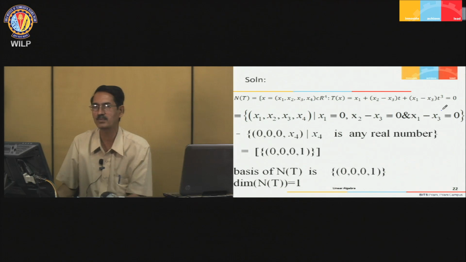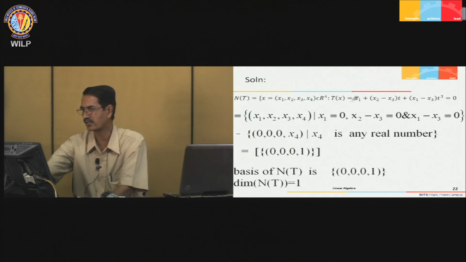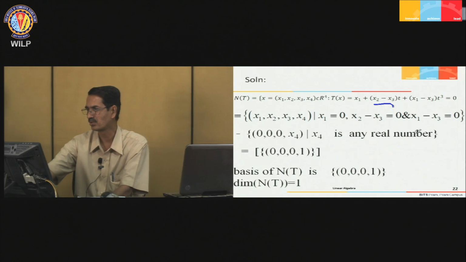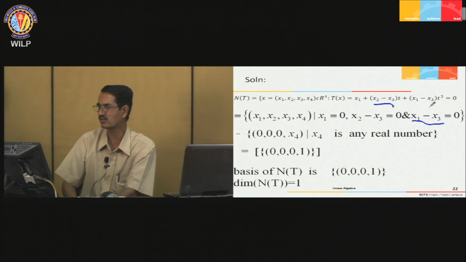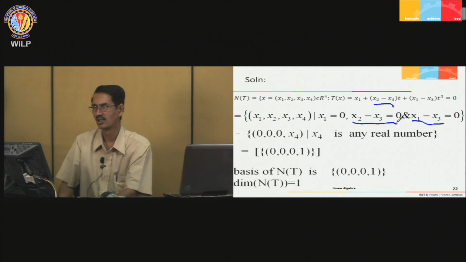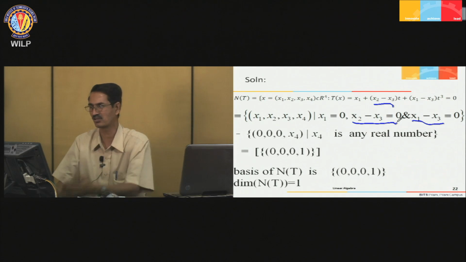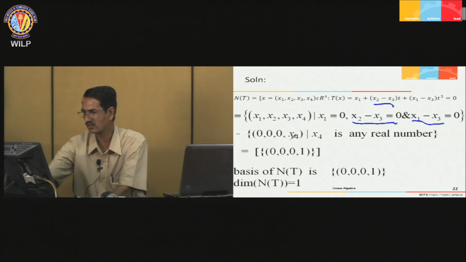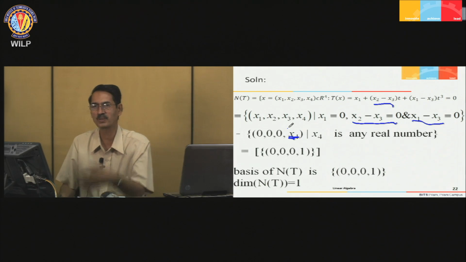So T of x is 0, what is the meaning of 0 polynomial here? It is a polynomial in t. So the coefficient of each power of t must be equal to 0. Therefore x1 is 0, x2 minus x3, the coefficient of t, is 0, and x1 minus x3, the coefficient of t cubed, is also 0. Just from here x1 is 0, therefore x3 is 0, and when x3 is 0, then it follows that x2 is also 0. So x1 is 0, x2 is 0, and x3 is 0, but there is no restriction on x4. x4 is any real number.